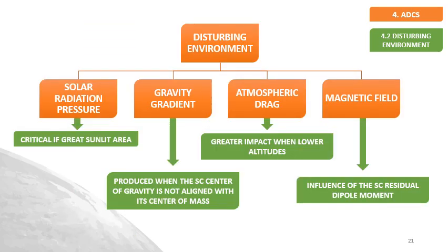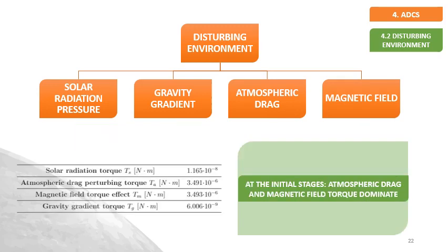Then, in terms of the disturbing environment, the disturbing torques that come from the atmospheric drag, the solar radiation, the magnetic field, and the gravity gradient must be evaluated. All in all, the most important ones have resulted to be the atmospheric drag and the magnetic field influence, due to the low perigee altitude of the orbits.